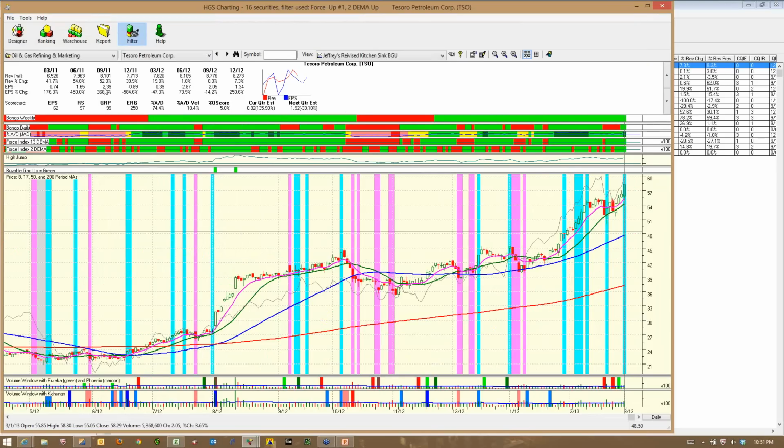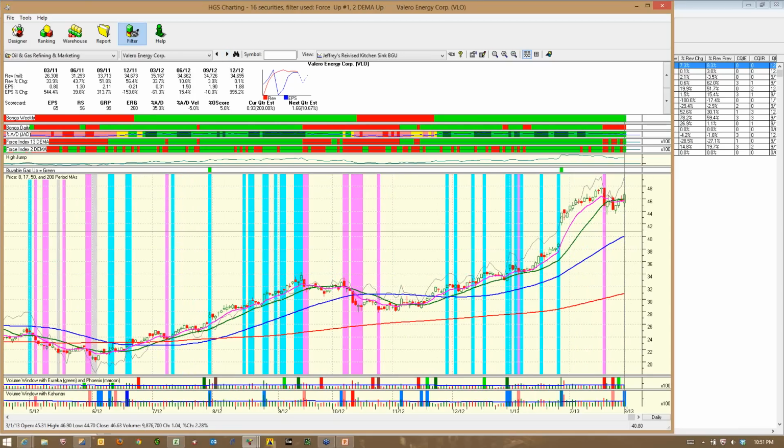The problem with these stocks is that earnings per share growth is up and down, up and down, up and down. They trade at multiples that are small, and many have a small dividend. So Tesoro has been a leader, and looks like it wants to run again. Everything is green. Valero has pulled back a little bit, so it's come off the high jump, as you can see. Pulled back, the high jump got extended.